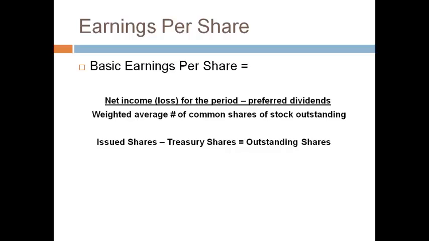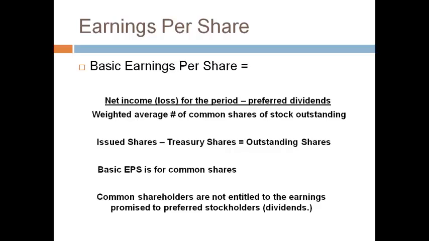Treasury stock owned by the company is not included in outstanding shares. Earnings per share is computed for common shares only. Common stockholders are not entitled to the dividends of preferred stockholders.